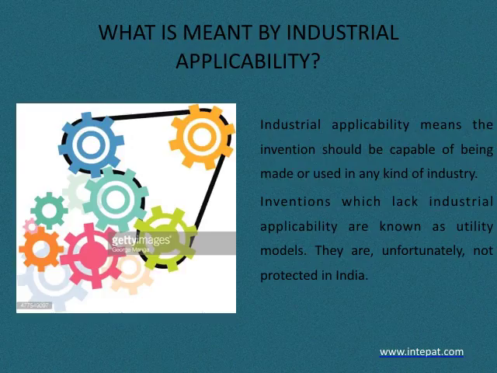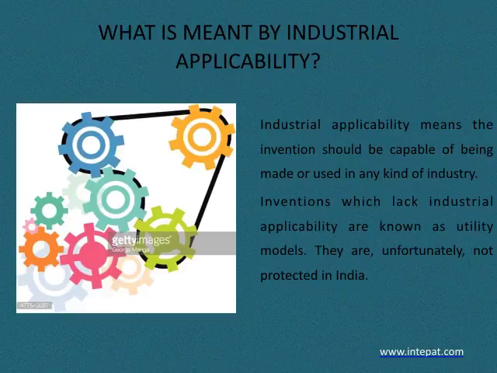The next criterion is that the invention should be industrially applicable. Industrially applicable means that it should be capable of being made use of in any kind of industry. Any other invention which does not have industrial applicability is also an invention and is known as a utility model. However, utility models are protected only in some countries and they are unfortunately not protected under the Indian Patents Act. Now, coming to the next two criteria, non-obviousness and inventive step, they both are somewhat similar.